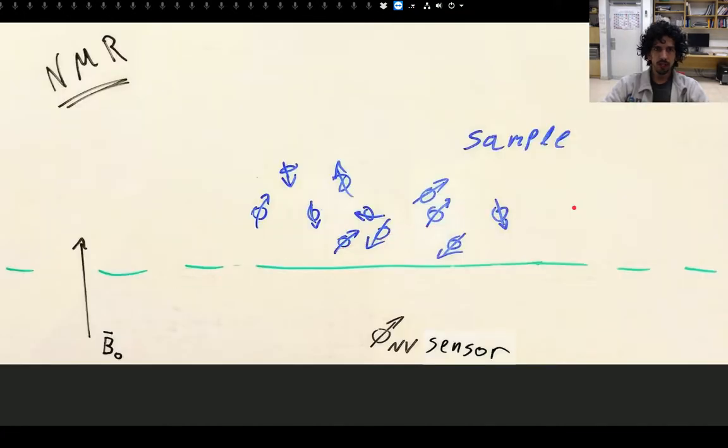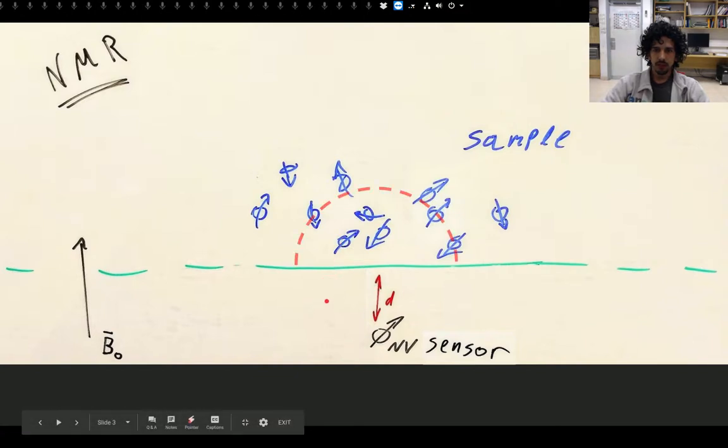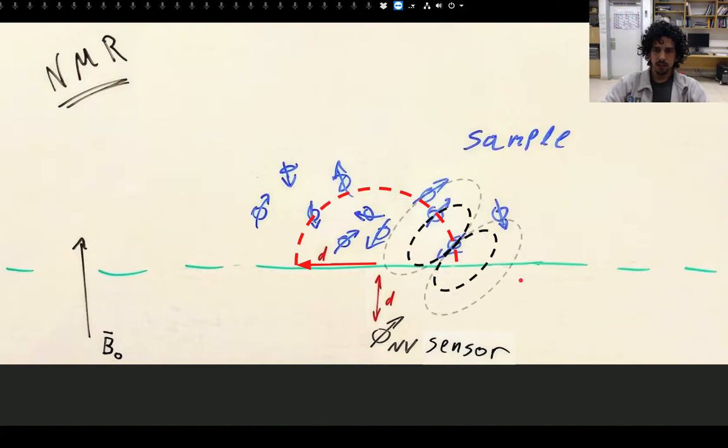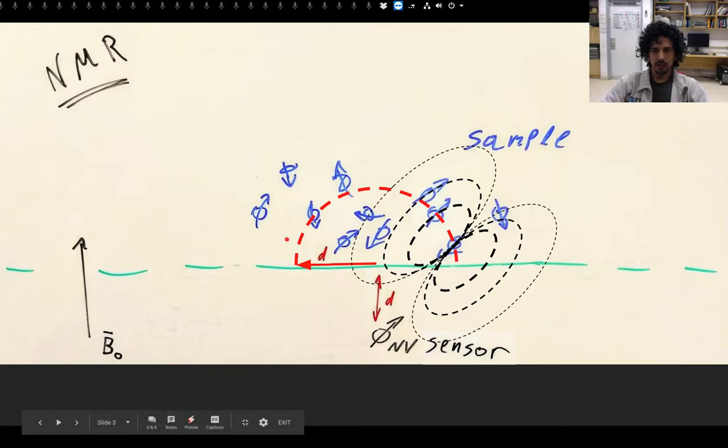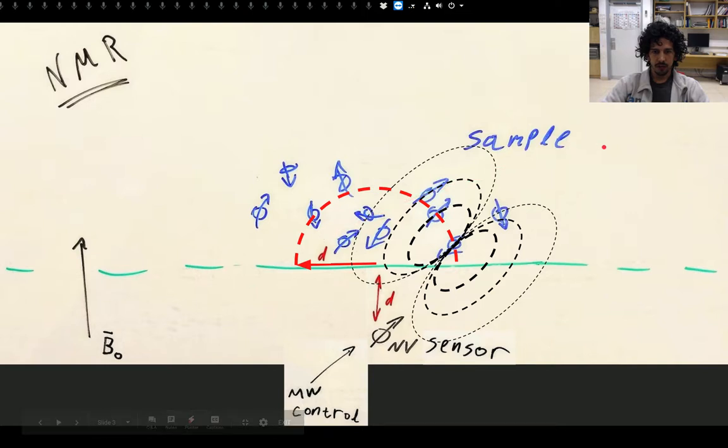So in the general NMR scenario, you have a sample that we want to measure its spectrum, and we have a sensor. In this case, we're using an NV center in a diamond substrate, and in general, the depth of the detection volume for this NV center is set by the depth of the NV, and each spin in this detection volume generates a magnetic field that interacts with the NV center, and also we apply a microwave control over our NV center.